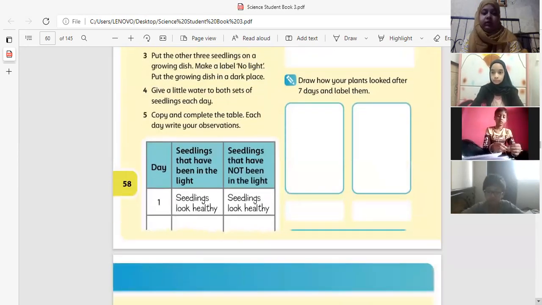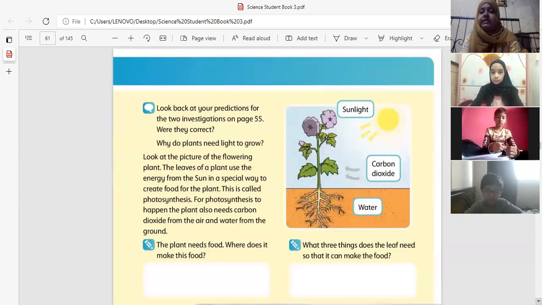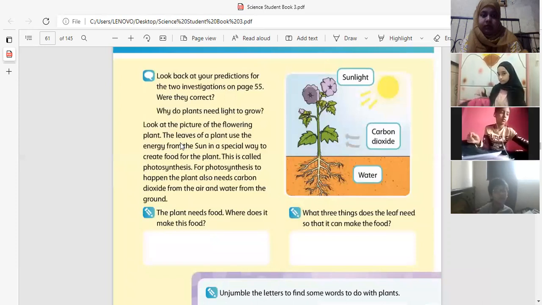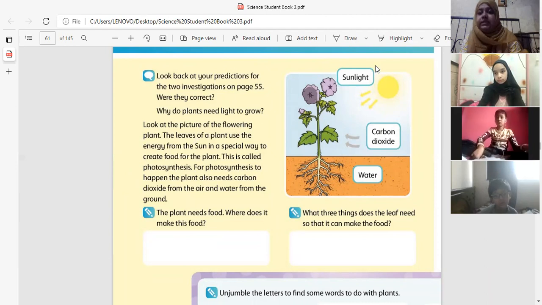Okay. We all discussed what plants need. See, here is the thing. Photosynthesis that I was talking about. What happens? The plant requires sunlight, carbon dioxide, and water. And in the presence of all these three components, the plant will prepare its own food. And this process of preparing their own food is called photosynthesis.